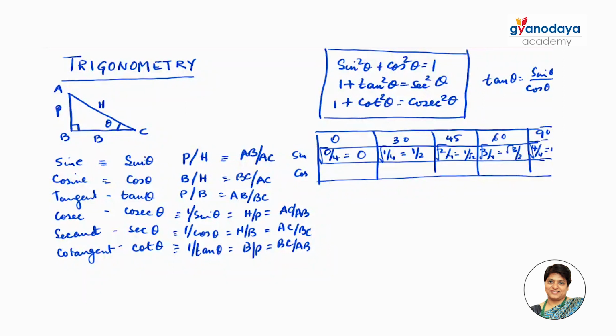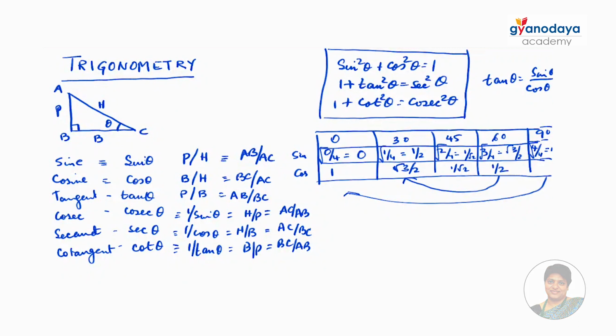And if I take it in an inverse manner, cos 0 is nothing but sine 90, which is 1. Sine 60 is nothing but cos 30, which is root 3 by 2. This will be 1 by root 2, and this will become 1 by 2.